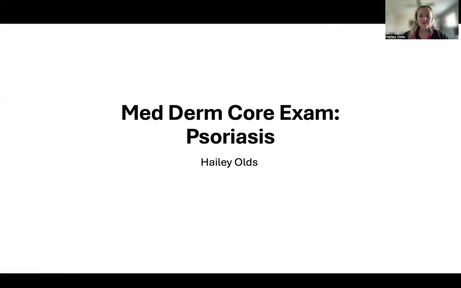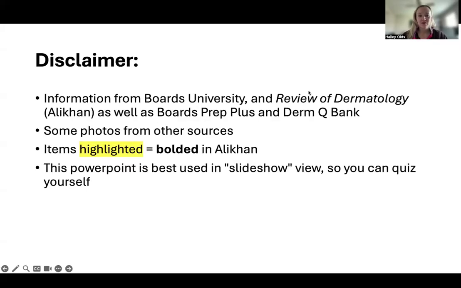Okay, so today we're going to be talking about psoriasis. This corresponds to chapter 3, section 1 of Olicon, the first part of it, where they talk all about psoriasis. There's a lot of very high yield factoids. Anything that was bolded in Olicon is typically considered high yield, so I have those things highlighted here. And then some of the information is from some other sources, such as Boards University, Boards Prep Plus, Derm Bank. And some of the photos are from other sources like Visual DX as well.